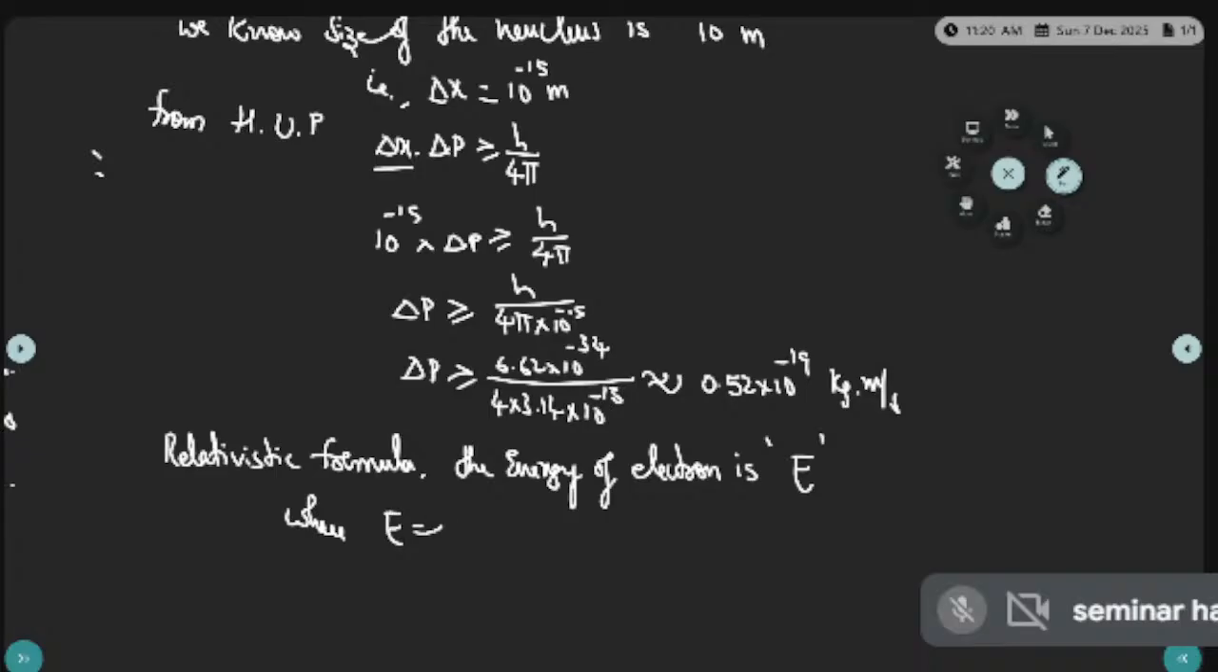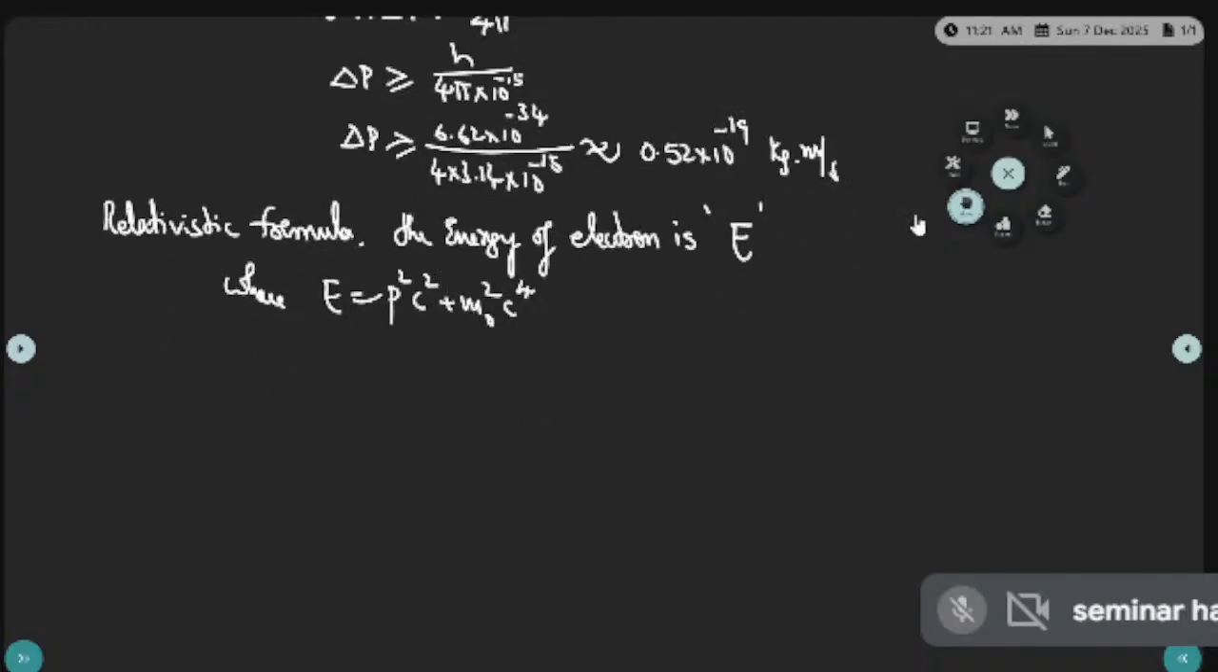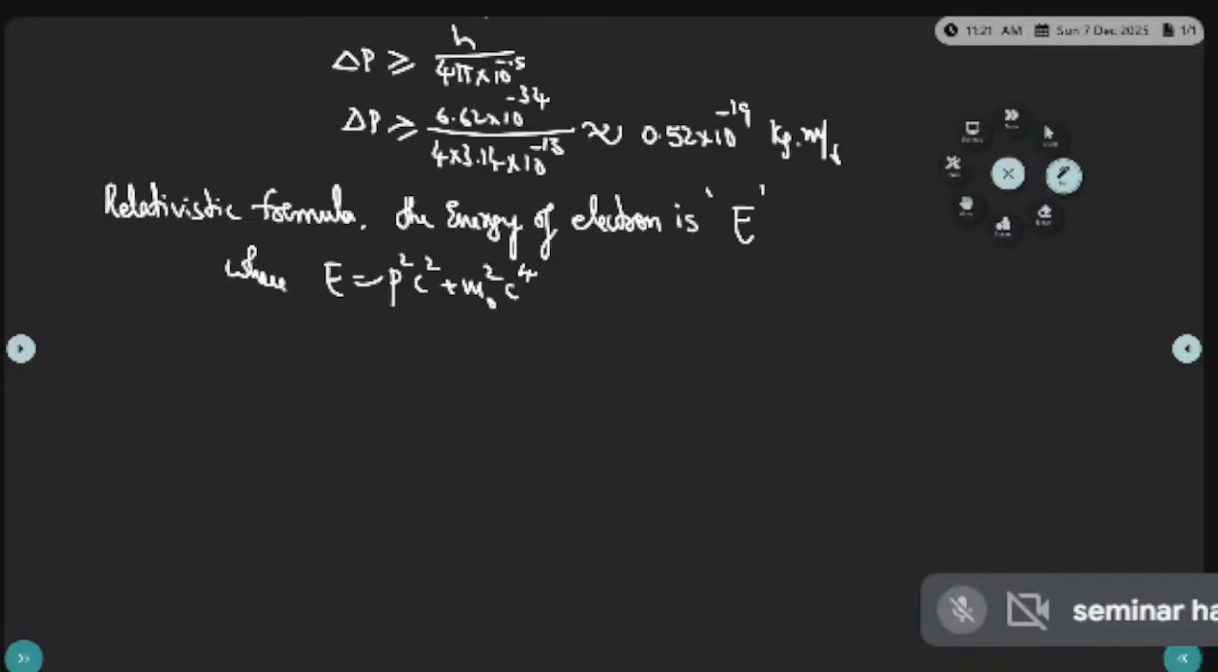E is equal to P square C square plus M naught square C power 4. What is the formula for this? The relativistic formula. The electron energy, if it is inside the nucleus, we can find by using the formula E is equal to P square C square plus M naught square C power 4. What is P? Momentum. What is the momentum that we got?